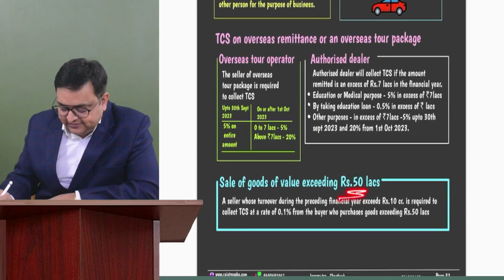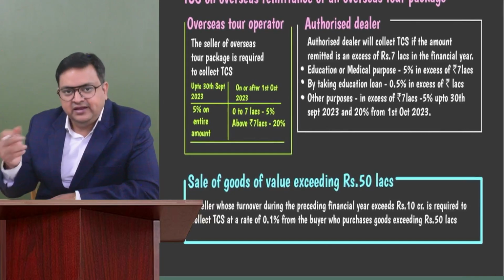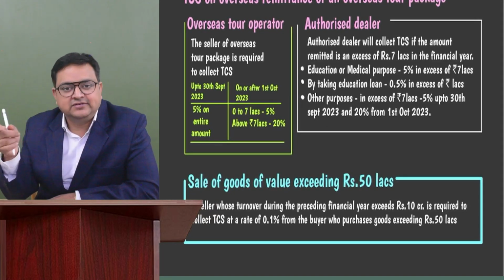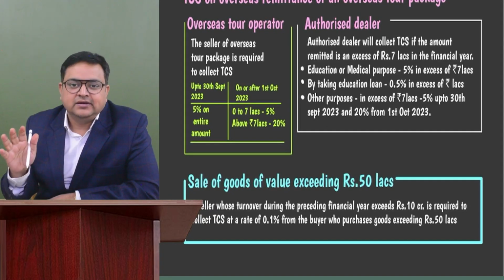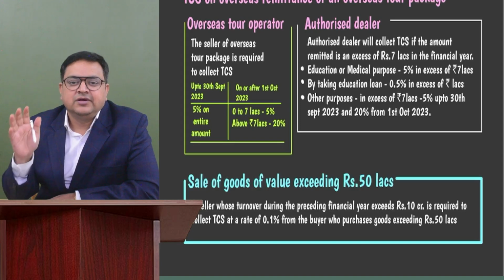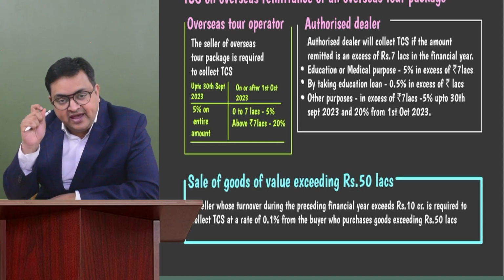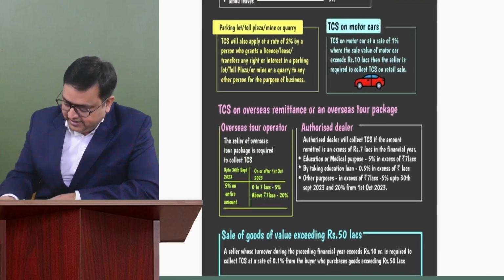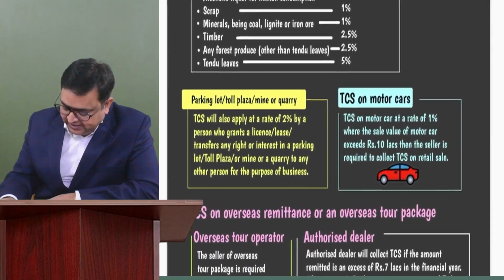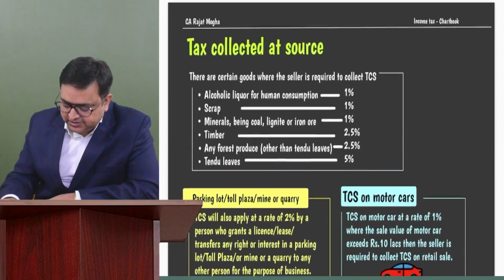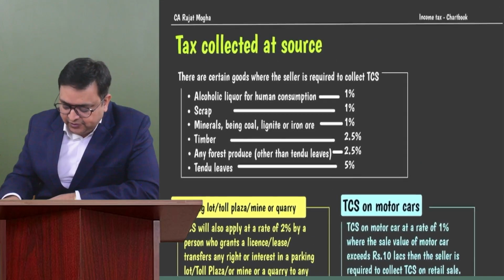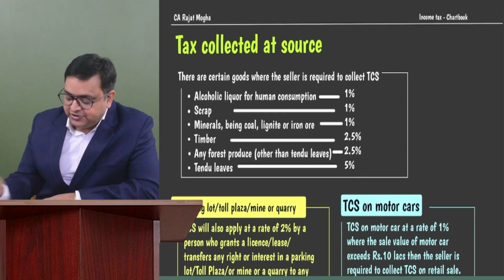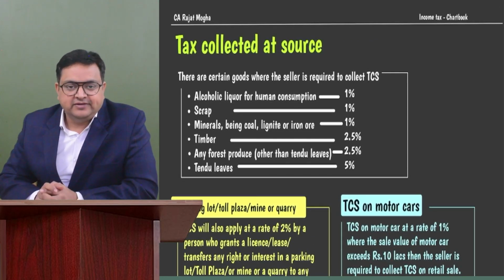Right? 206C(1H) we have already discussed. So if the seller's turnover of the last year is more than 10 crore, and they are selling goods worth more than 50 lakh rupees, then in excess of 50 lakh, 0.1% TCS would be there. Right? So this was the end of the revision. Most of the chapters I have already discussed with you in this marathon. And I wish you all the best for your examinations.